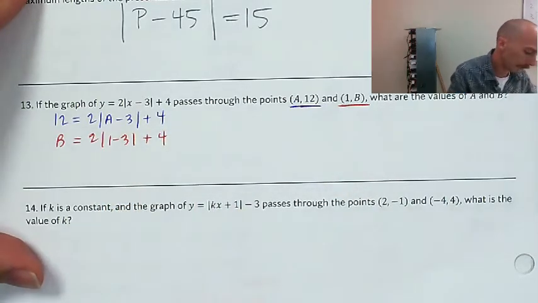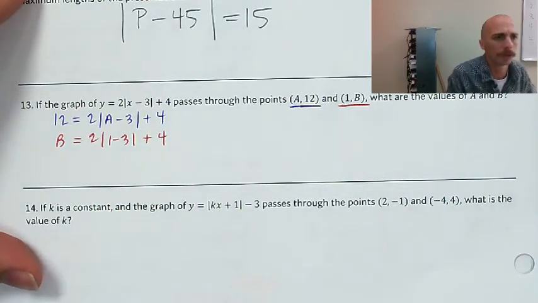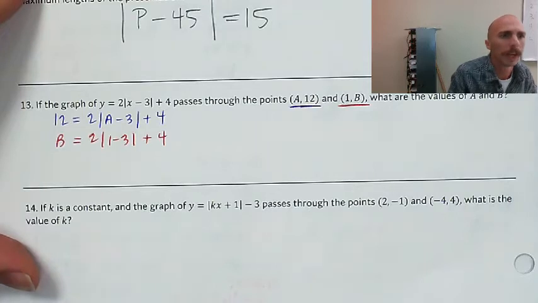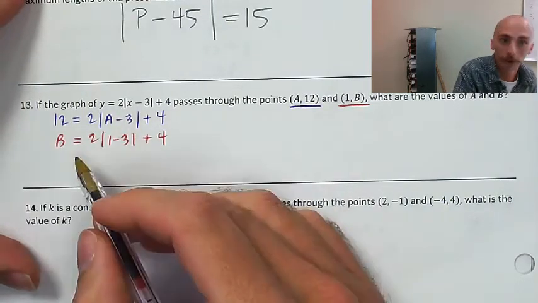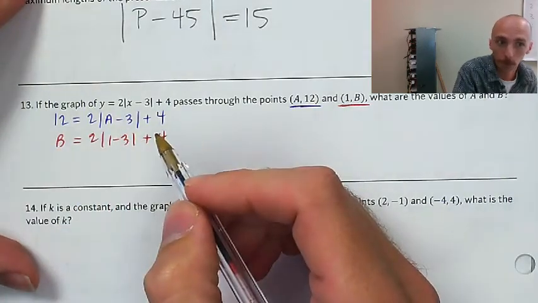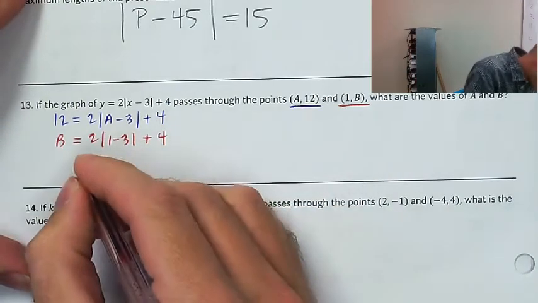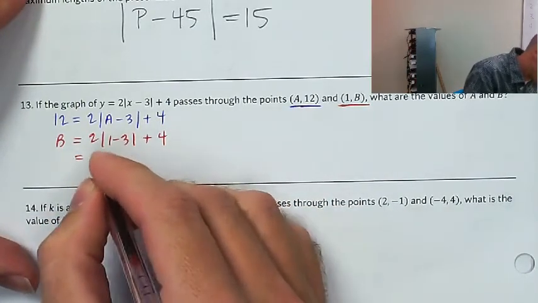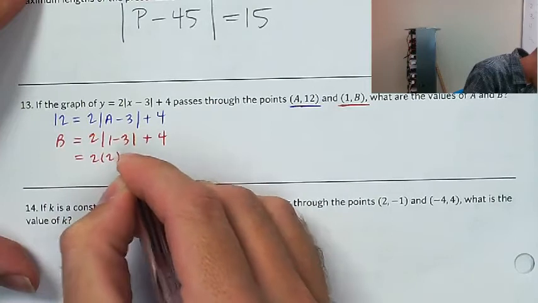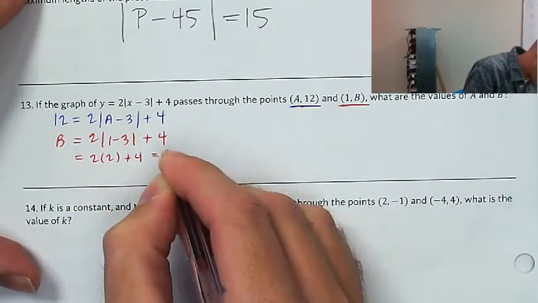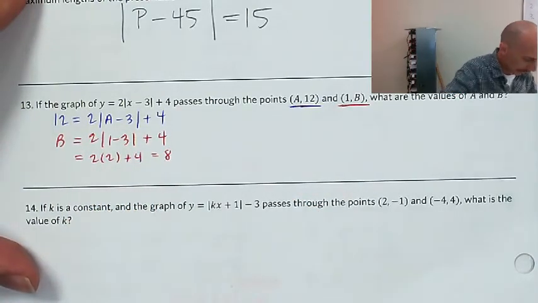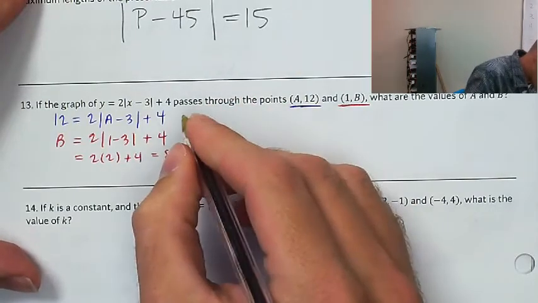Yes, that's how we're going to find them. Oh, no, it's not actually a system. We're just going to solve these equations. And a is going to be a little harder to find than b. For b, we're just going to compute forwards, right? That'll be easy enough. So this is 2 times the absolute value of negative 2. So that's 2 times 2 is 4, plus 4 is equal to 8.